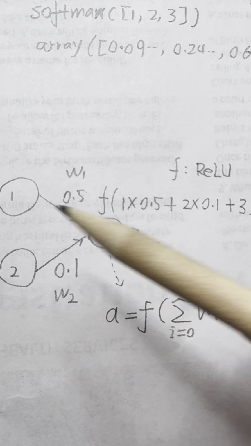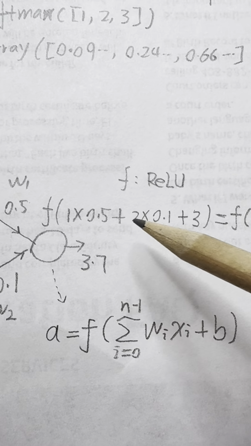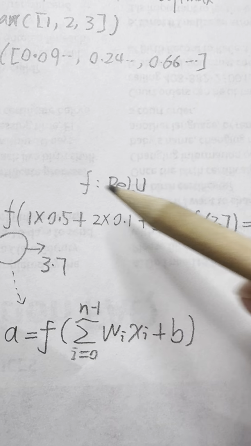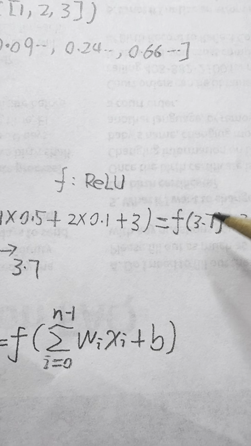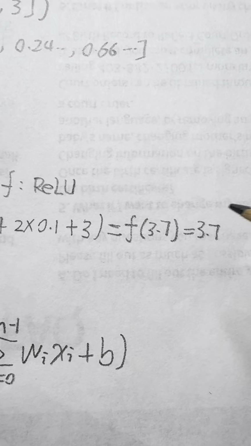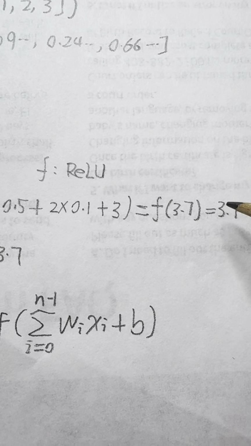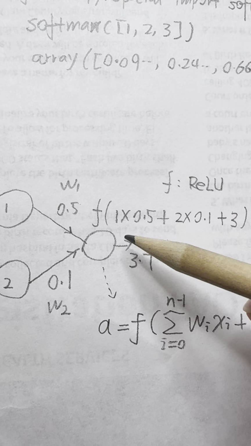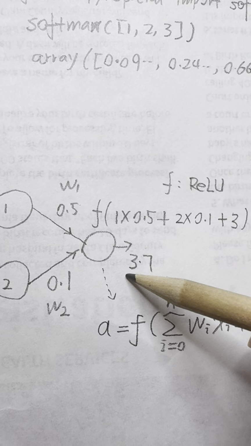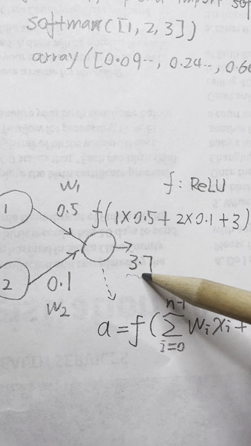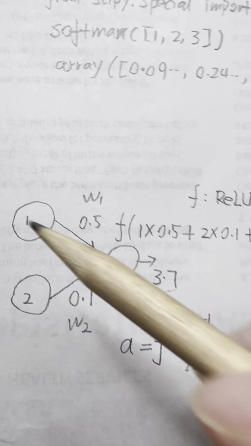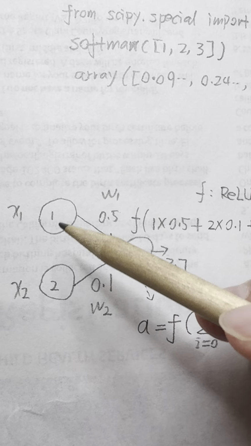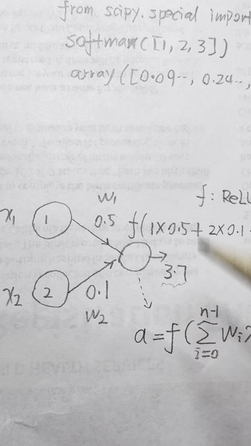So in this particular example, we compute a weighted sum, and inside here we got 3.7, and then apply the ReLU function. Since 3.7 is larger than 0, we output 3.7. So this is the number that outputs here. So this is 3.7 from the output of this simple three-neuron neural network.